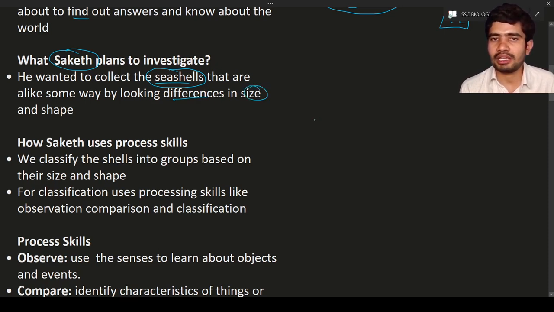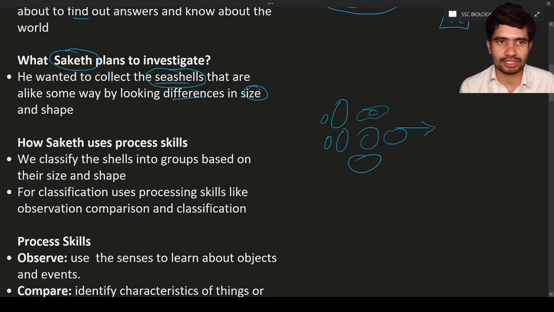So the seashells are different. Some seashells are small, some are long, some are different colored, and so on. So you want to collect different types of seashells, different shapes and different colors, and you want to classify them. So how is he going to use the processing skills? That is the question over here.